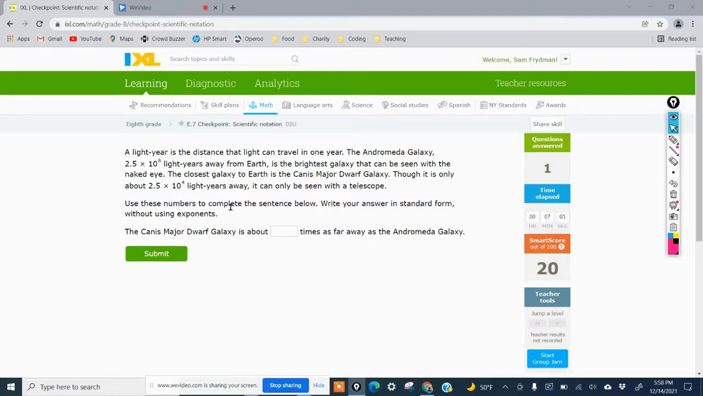Use these numbers to complete the sentence below. Write your answer in standard form without using exponents. Standard form just means the way that you normally write numbers, the way that you've been writing numbers ever since kindergarten, not in scientific notation. The Canis Major Dwarf Galaxy is about blank times as far away as the Andromeda Galaxy.